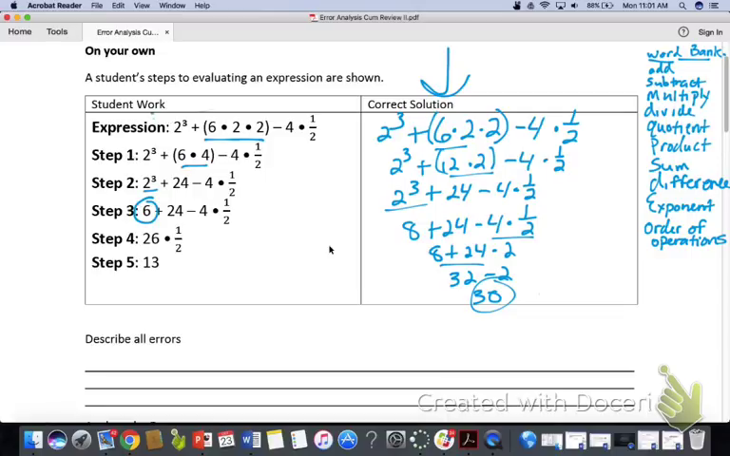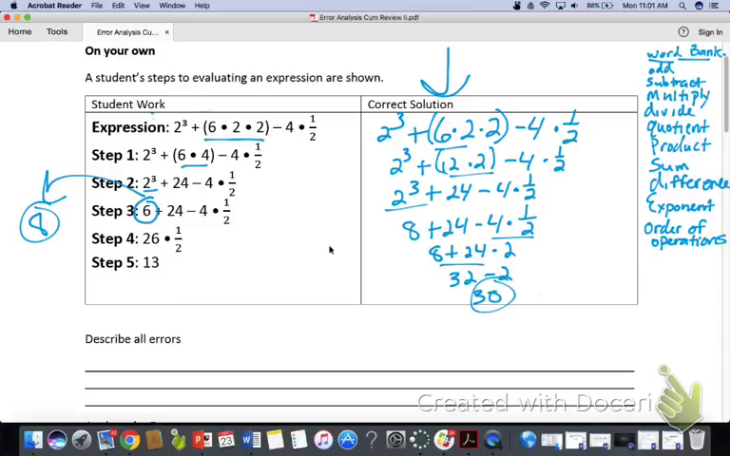All right, so that's an error right there. 2 cubed is 8, not 6. So we know that they screwed up the exponent. It should be an 8. Let's see what else they did, because a lot of times there are multiple errors. It doesn't mean that we're done. So what would you do next?